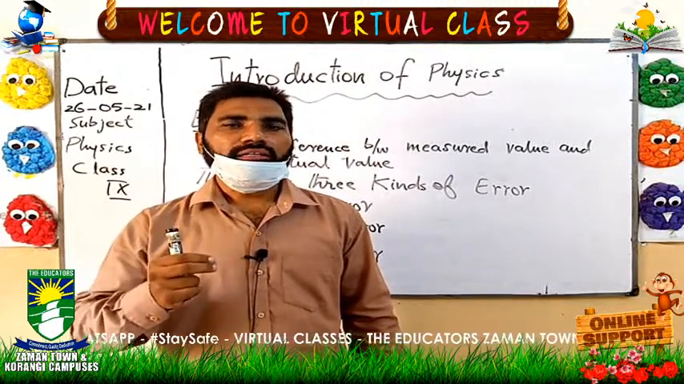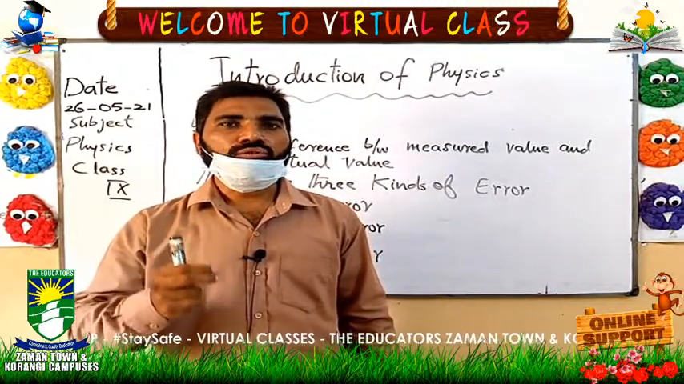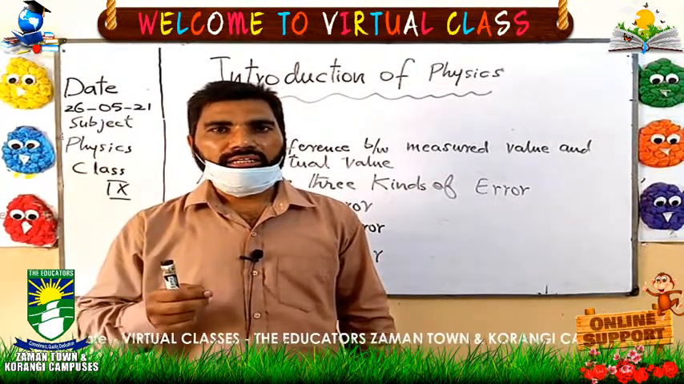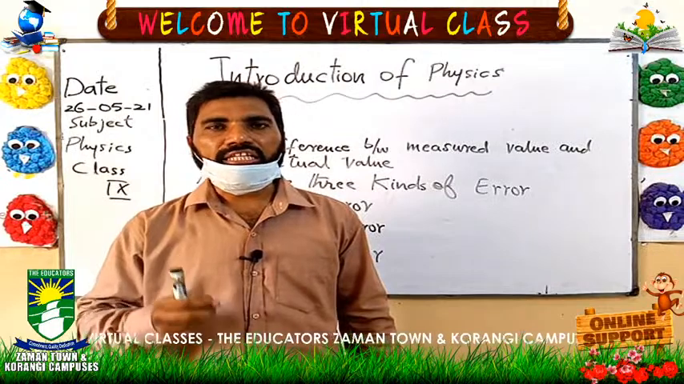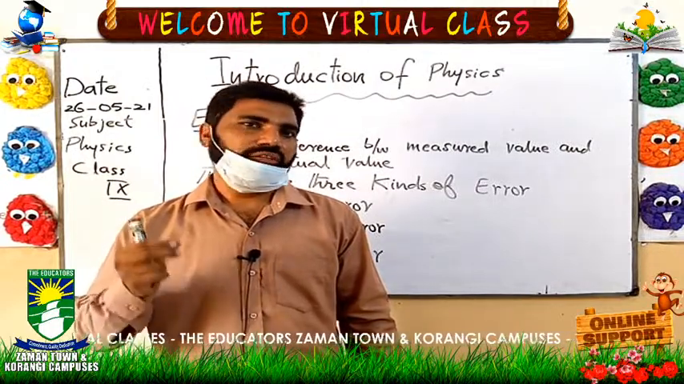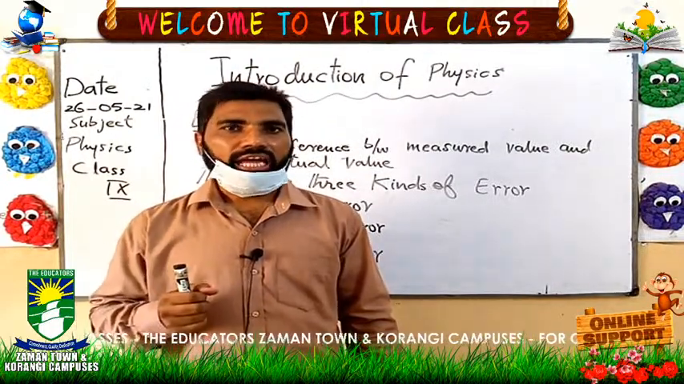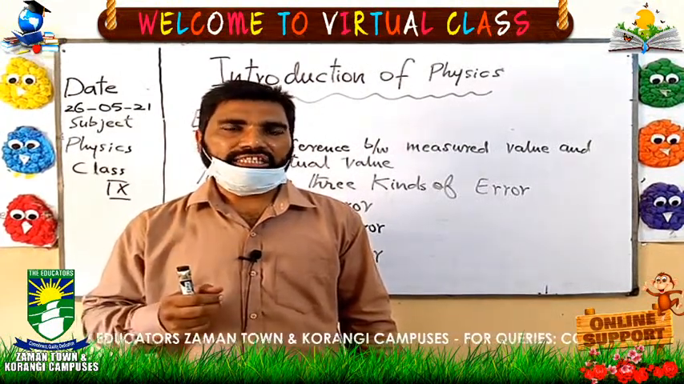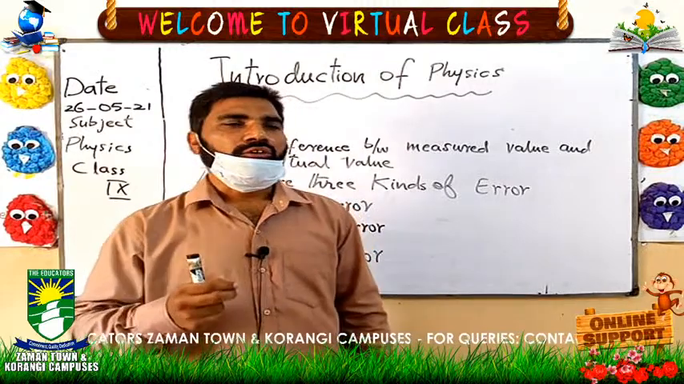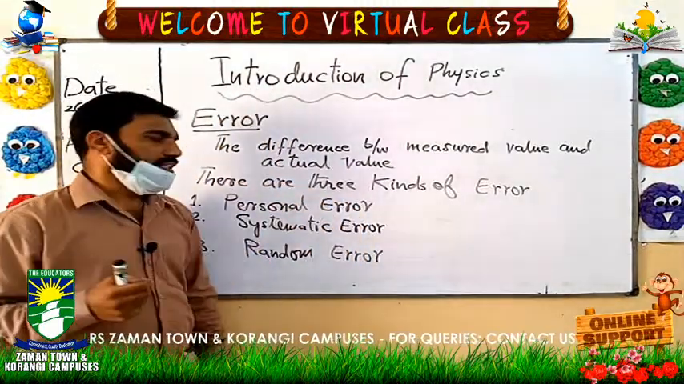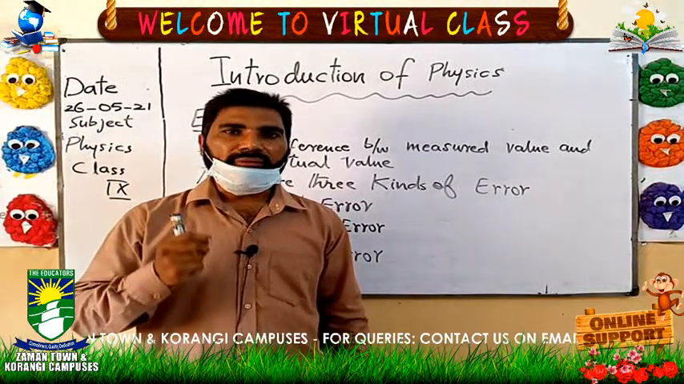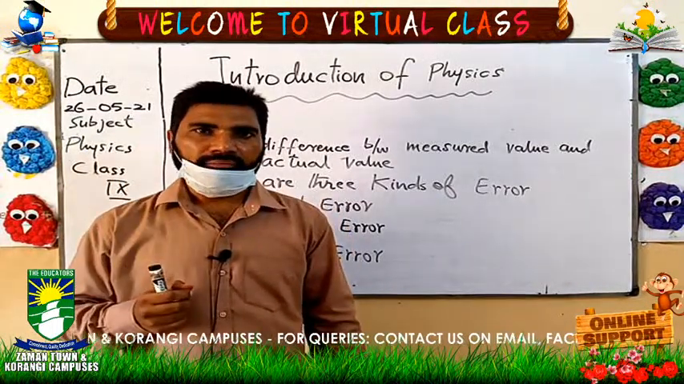So error arises due to the experimenter, the experimental instruments, or both of them. That's why we have divided the error into three categories. First is called personal error, second is called systematic error, and third is called random error.